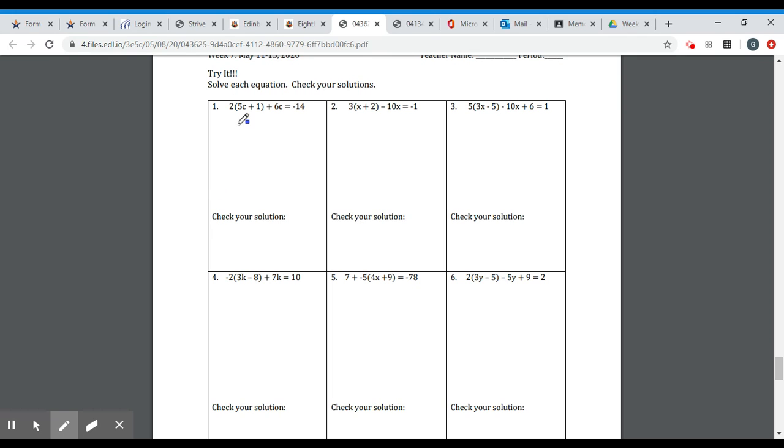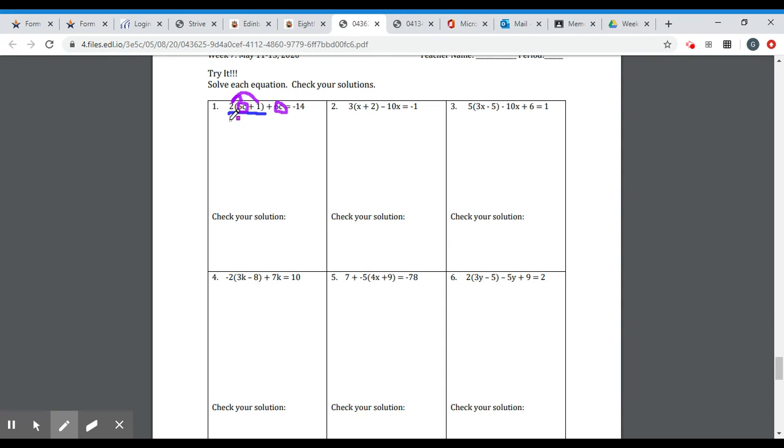Okay, so let's look here. We do have some parentheses, so we'll have to do some distributive property here. Okay, but then we also have like terms. So I have 6C and I have 5C. So we will have to be doing both. But first, we're going to do distributive property because this 5C is going to change once I distribute. Okay, so remember I have 2, so I'm going to distribute the 2 with the 5C and then the 2 with the 1. Okay, so that's the first thing I'm going to do, distributive property.